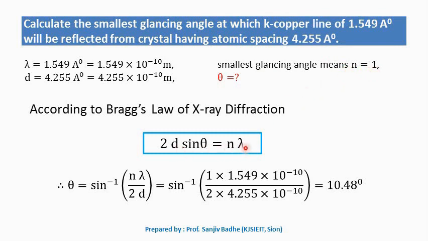See, 2d sin theta equal to n lambda. So theta will be minimum when n is minimum, and minimum value of n is 1. So we want to find out this theta for n equal to 1. So just write the relation for theta as sin inverse n lambda upon 2d, and put the value of n equal to 1. d is given to us, lambda is also given to us. So put the values of d and lambda and calculate the value of theta. It can be obtained as 10.48 degrees.